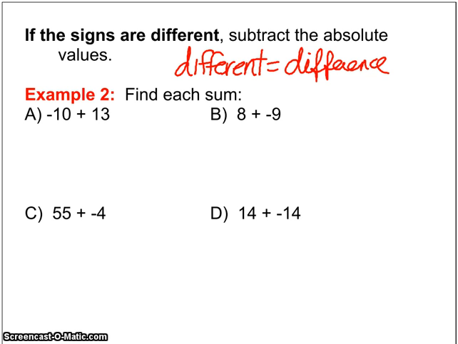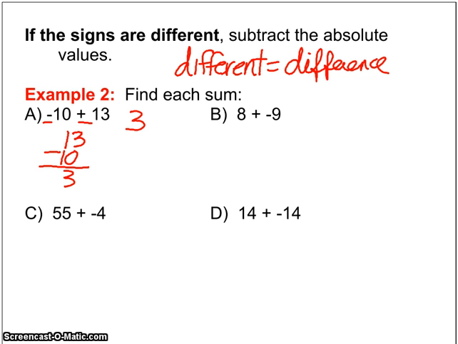Okay, so let's take a look at letter A. Step 1, I have 10 negatives and 13 positives. Which one do I have more of? More positives, so my answer is going to be positive. And because I have a negative and a positive, the signs are different, so I'm going to take the difference of the absolute values. And always, in this case, take the larger absolute value and subtract the smaller absolute value, and we get an answer of 3.